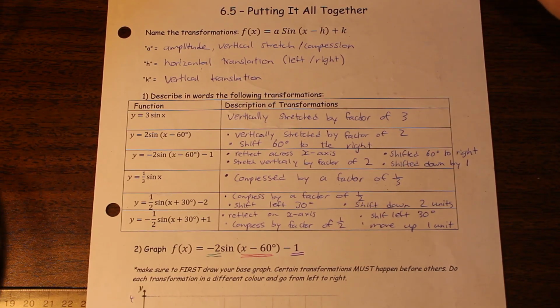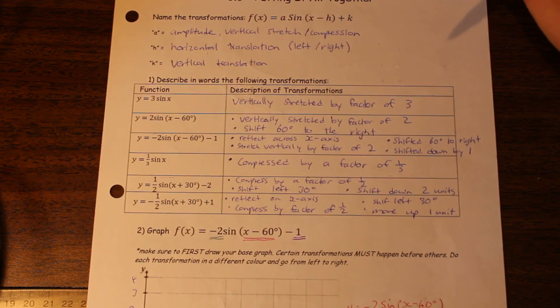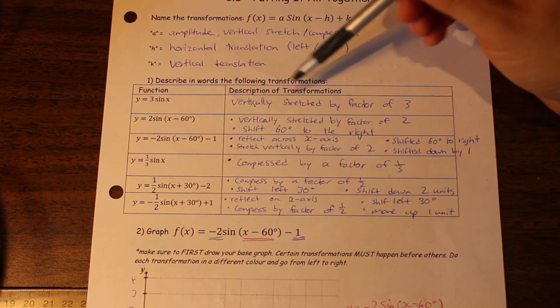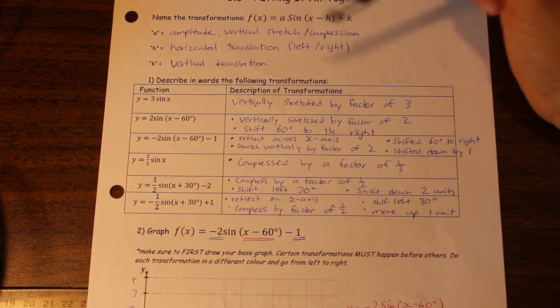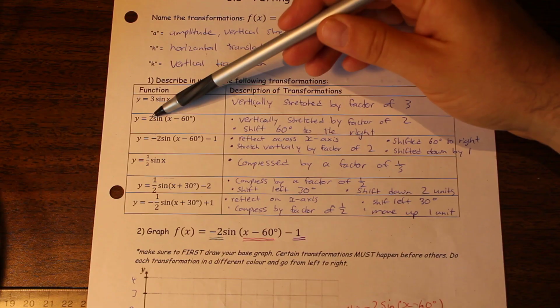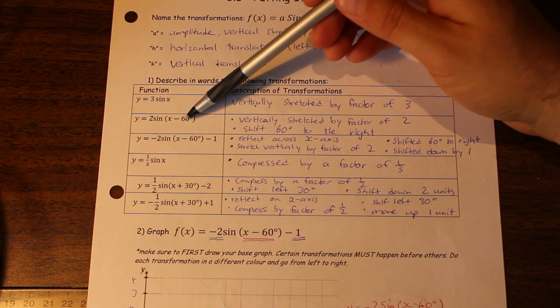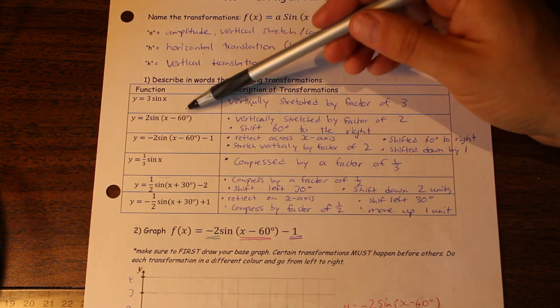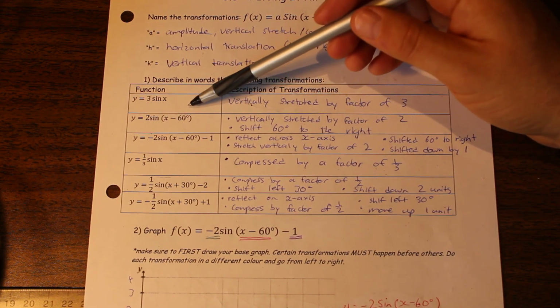The language that we can use to describe this is the same as with quadratics. This has been vertically stretched by a factor of 3. This has been vertically stretched by a factor of 2, and this has been shifted 60 degrees to the right. Again, H is always backwards the way it appears.